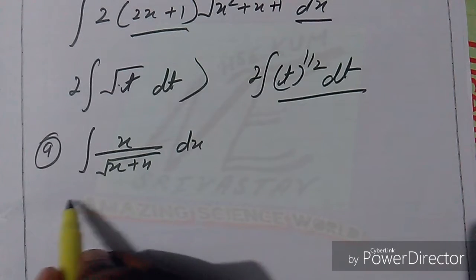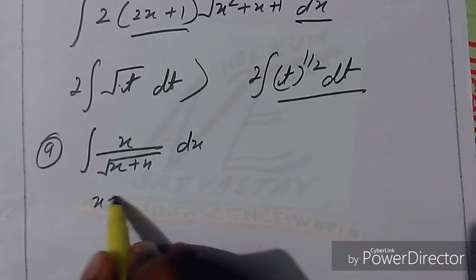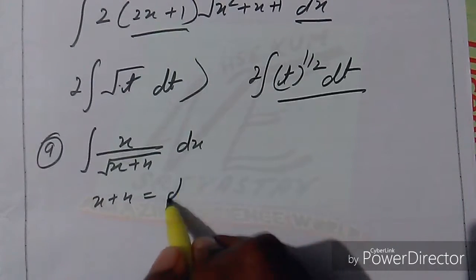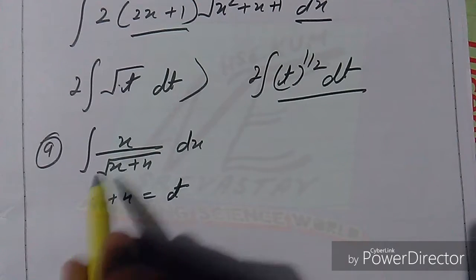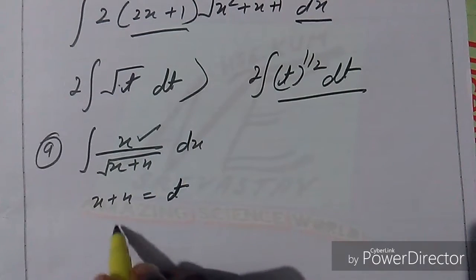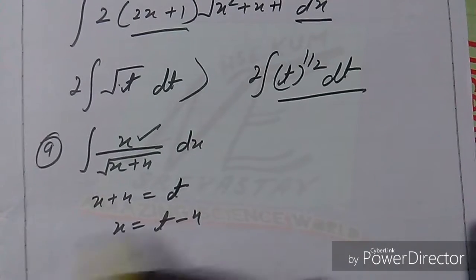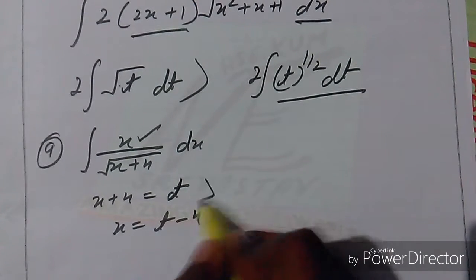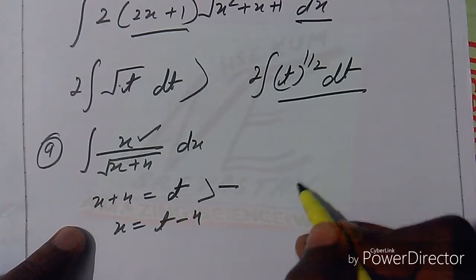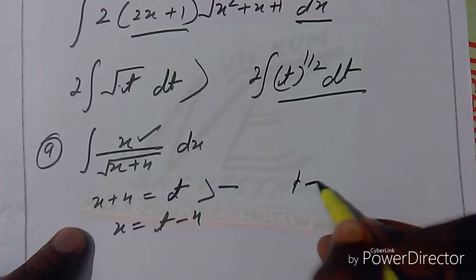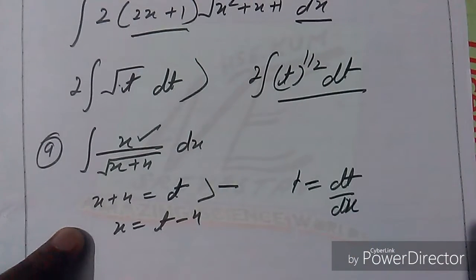Suppose x plus 4 is equal to t, and we differentiate it. First of all we find the value of x, then x is t minus 4, friends, from this equation. And now this equation we differentiate, that derivative gives 1 equal to dt by dx, friends.